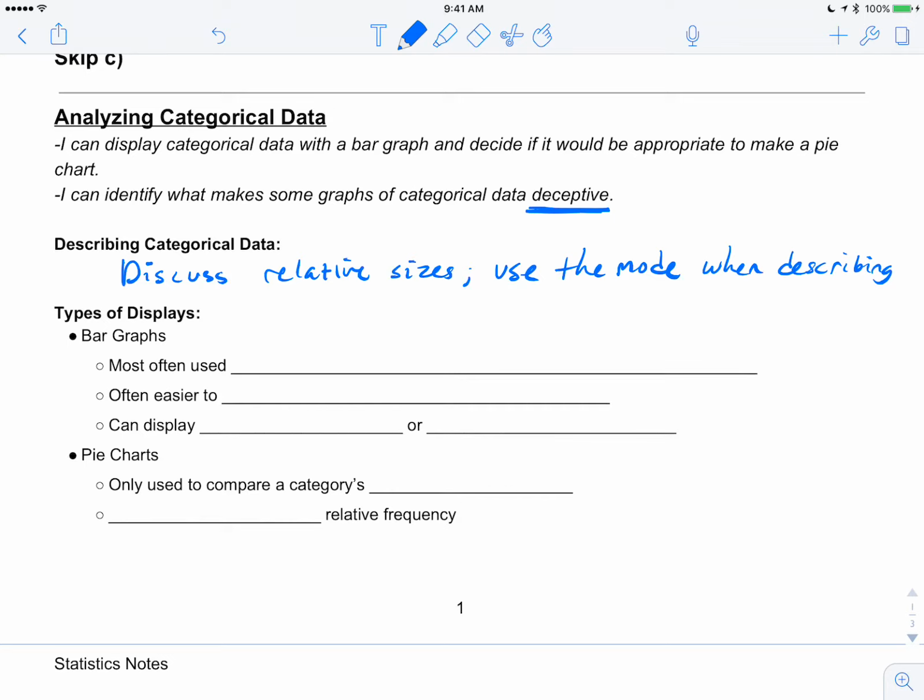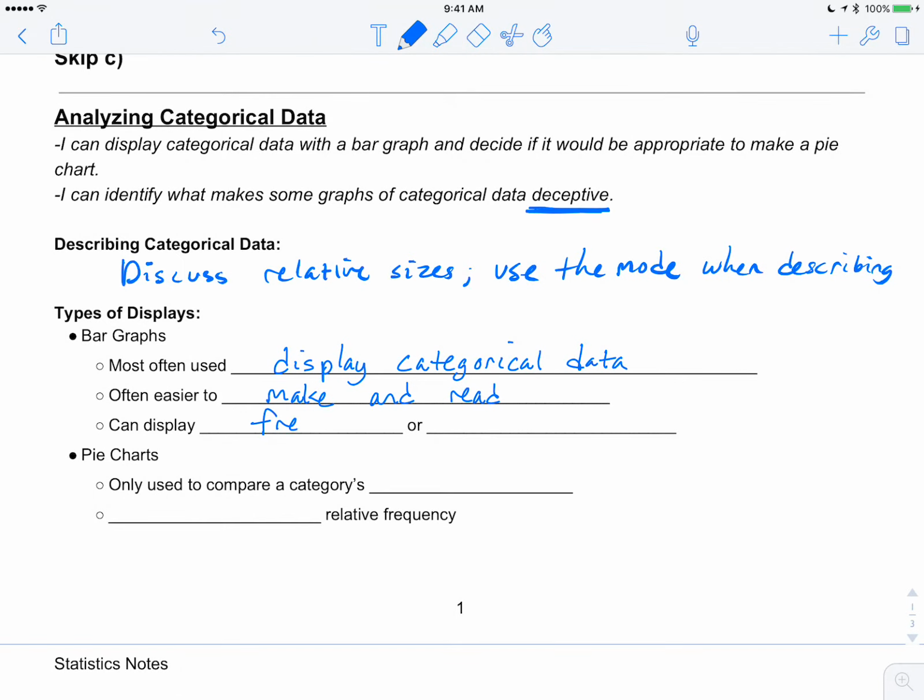Types of displays, you got two main types. Bar graphs. These are most often used to display categorical data. That doesn't mean that bar graphs are only for categorical data. It just means they mainly graph categorical data. You can use quantitative data for this. Often easier to make and read. Probably the most basic type of graph that someone can make. Just a real quick sketch. Bar graphs are the easiest one, most likely.